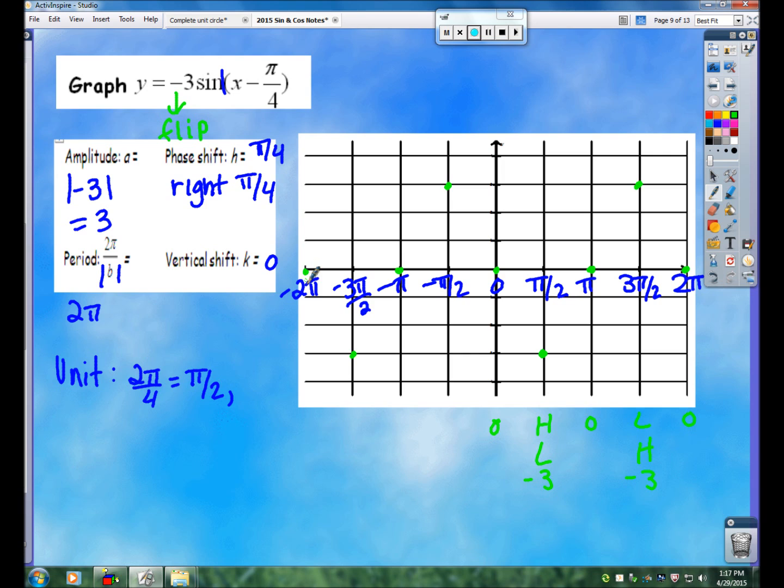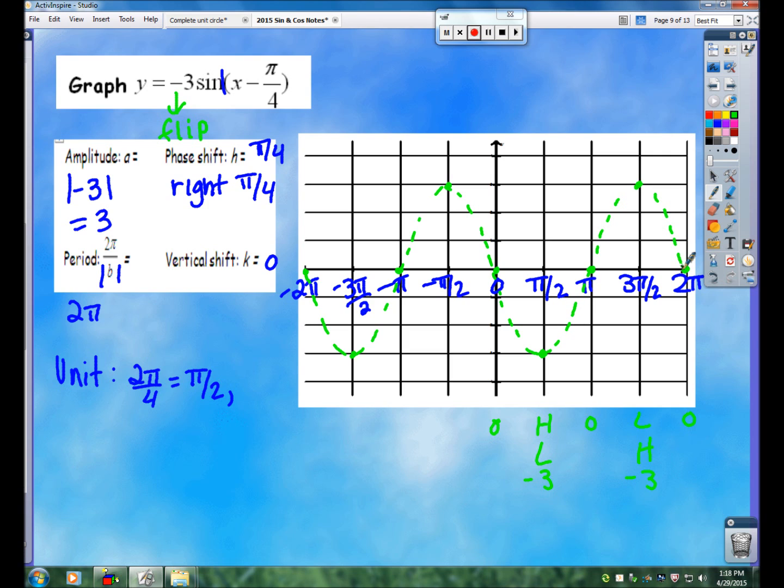All right, now like I said, this is not my final graph, so I'm just dotting this in because I still have to do that phase shift. I've got to move my entire graph right pi over 4.